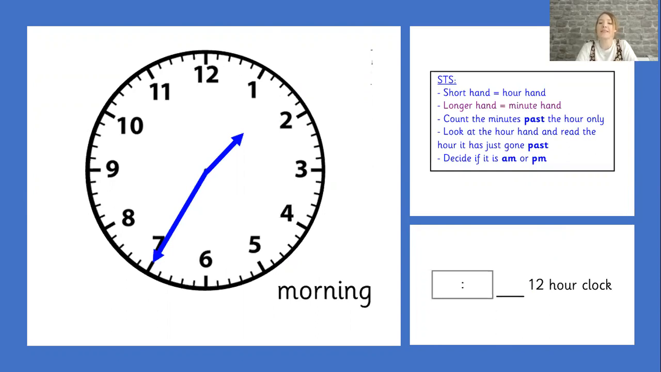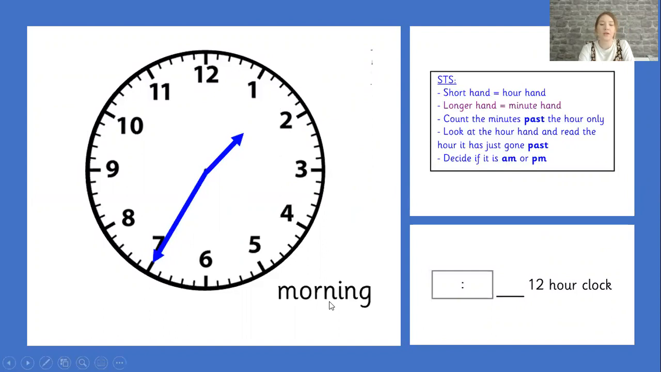Count the minutes past the hour only, so you only count the minutes past the hour. Look at the hour hand and read the hour it has just gone past and decide if it is AM or PM. Okay, so we need to count our minutes past the hour.